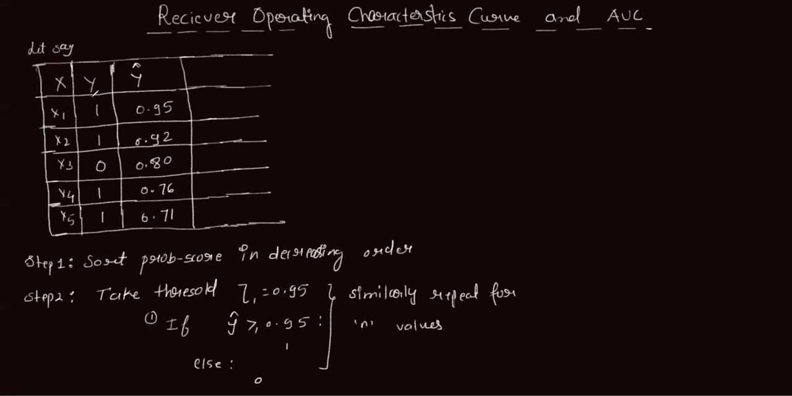Suppose we have a data set. We trained on our data set and we got an output. This is called the probability score. You can observe one thing here: I have written this probability score in decreasing order. So if you are going to plot your ROC curve, the very first step will be to sort your probability scores in decreasing order.